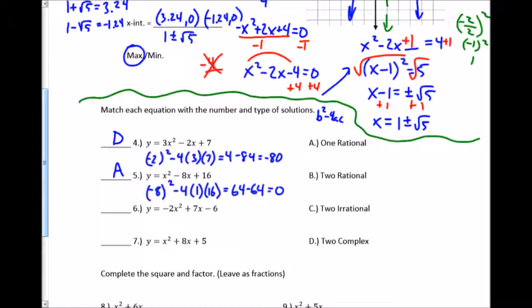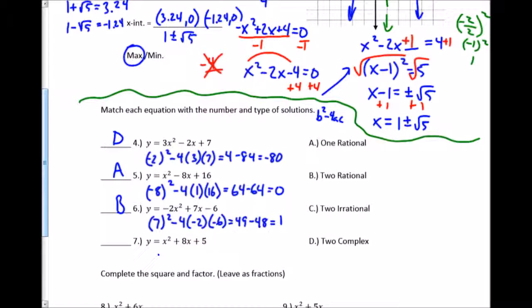For number 6, when I plug this in, I do 7 squared minus 4 times a, which is negative 2, times c, which is negative 6. When I plug this in, I get 49, and then I get, let's see, a positive 12 times 4. It's going to be minus 48, it looks like. And that gives me a positive 1. And positive 1 is a perfect square. When I have a perfect square, that means I have two rational solutions, because I can take the square root of that thing and actually do the addition and subtraction, and then the division.